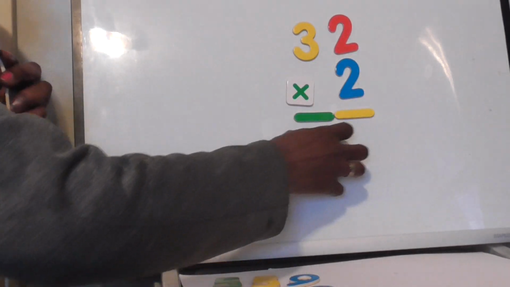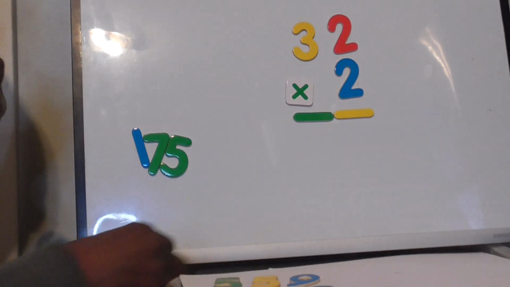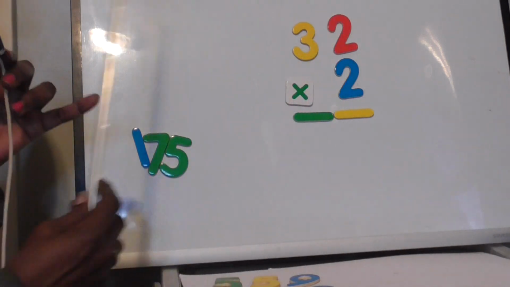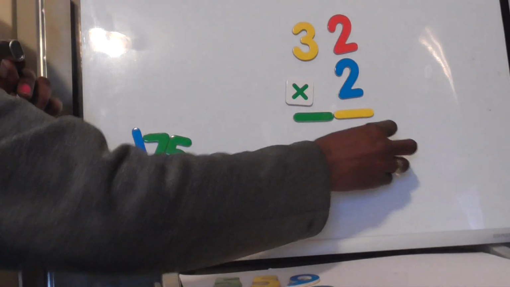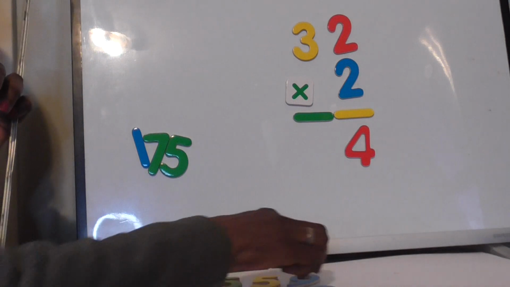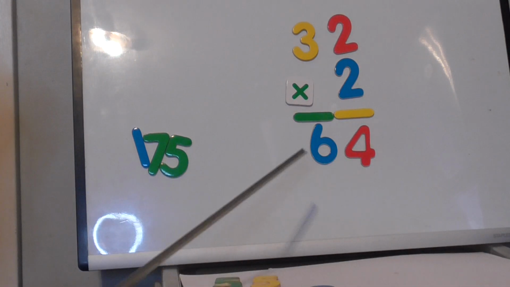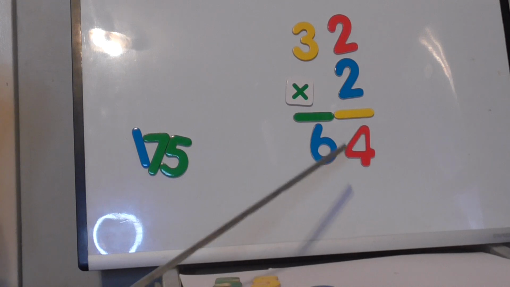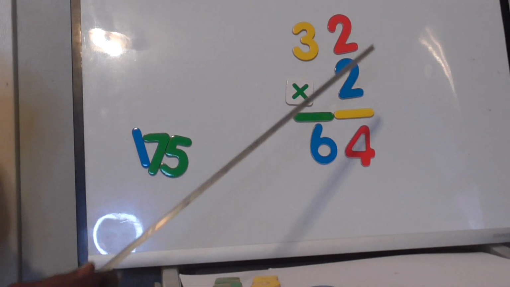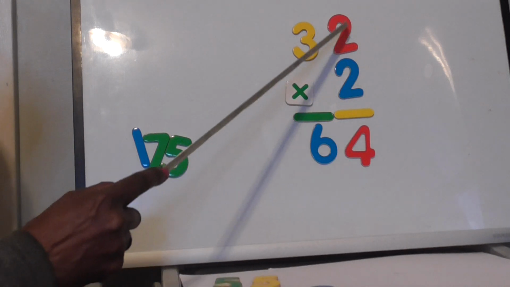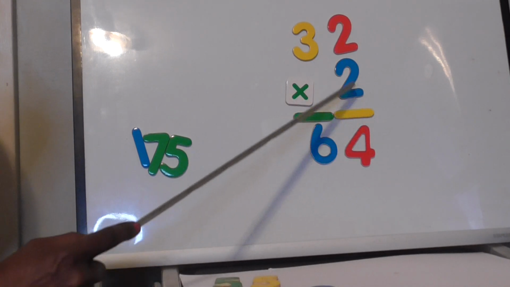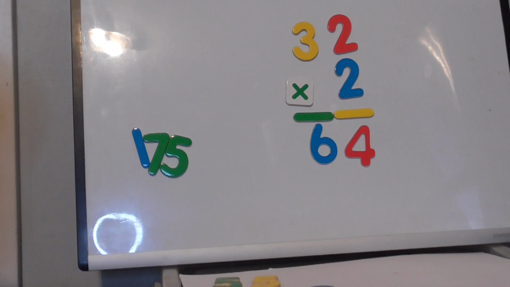32 times 2. Now this is something a little different, because 2 times 2 is 4. 2 times 3 is 6. So 32 times 2 is 64. What was the difference? Because we don't have to carry anything. Why don't we have to carry anything? Because we're in the ones column. 2 times 2 is 4. 2 times 3 is 6.